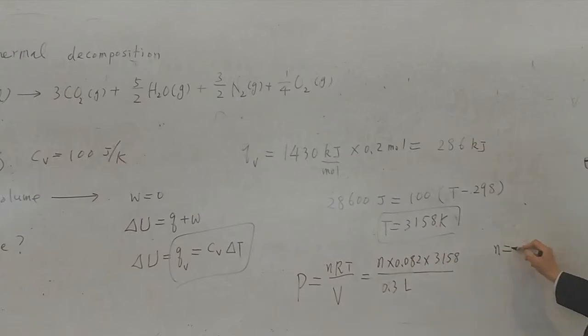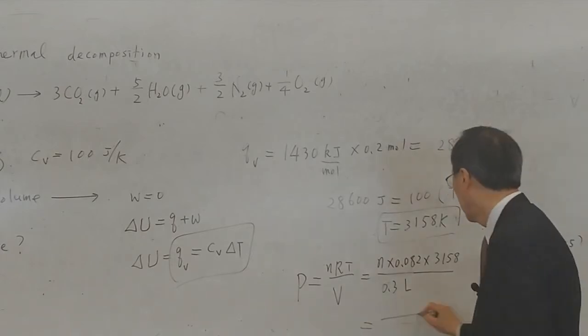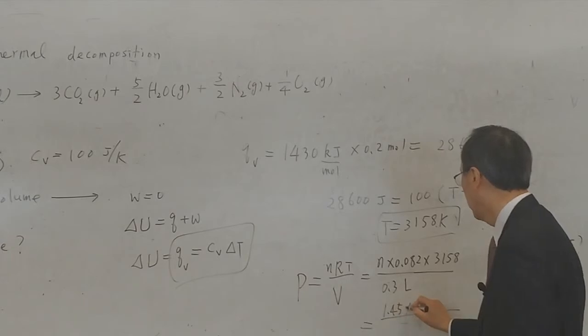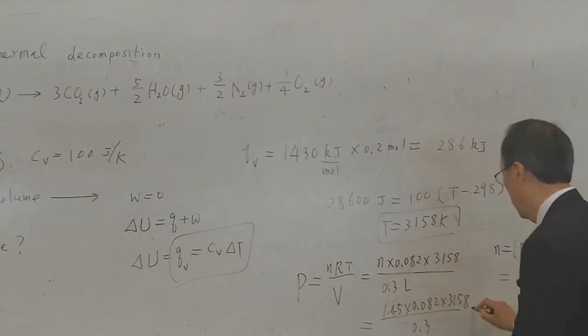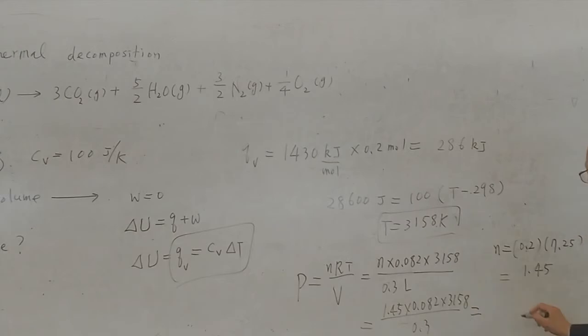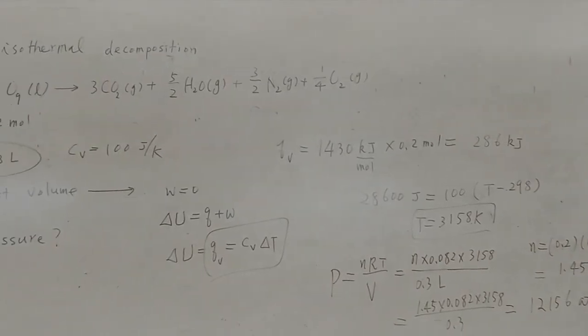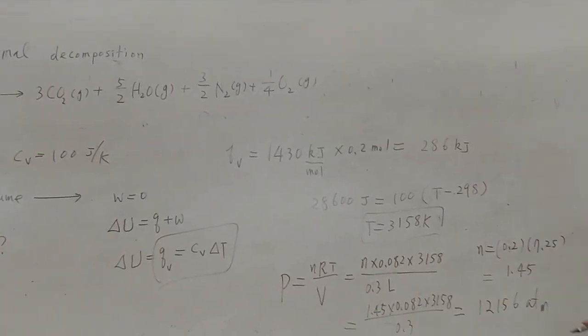n equals 0.2 times 7.25, which equals 1.45. So we put 1.45 times 0.082 times 3158, divided by 0.3, which equals 12,156 atmosphere.